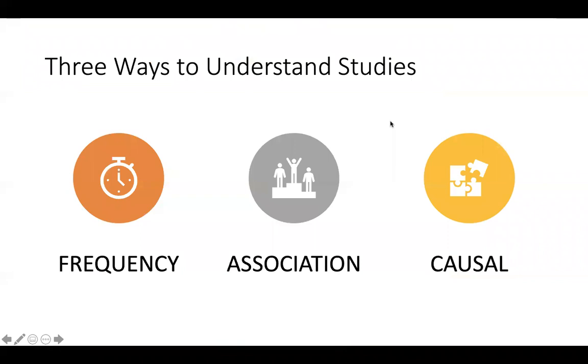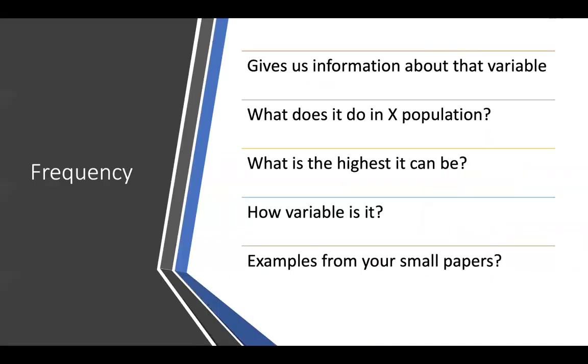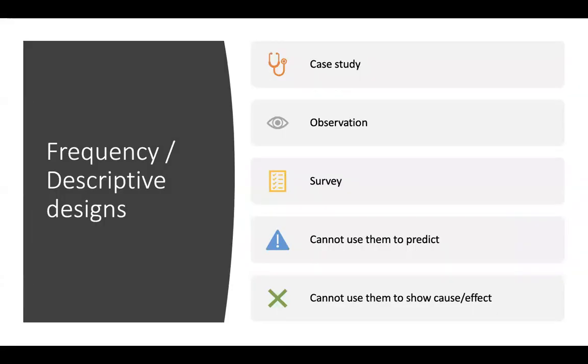In order to do that, let's quickly review the idea of three basic designs: frequency, association, and causal designs. If you remember, a frequency design will give us information about a variable. Like, what does it do in the population? What's the highest level it's at? What's the average level? How much variability? These kinds of designs can look like an observation, a case study, or a survey. And a survey basically is where you just gather information about something and you don't connect it to anything else.